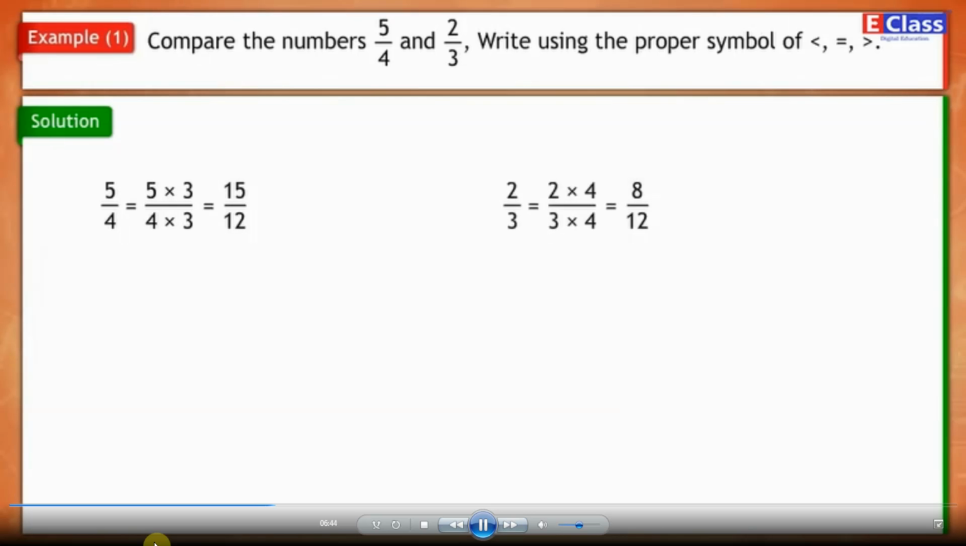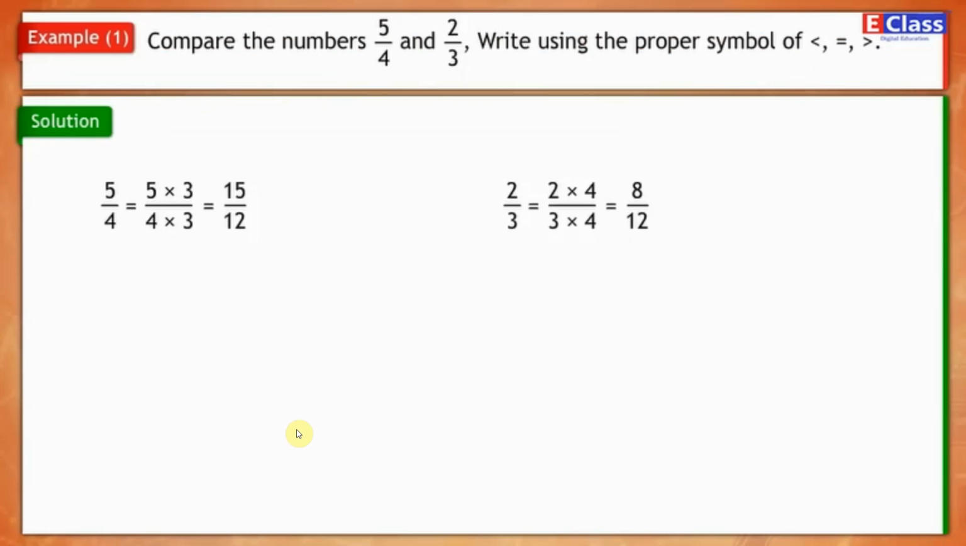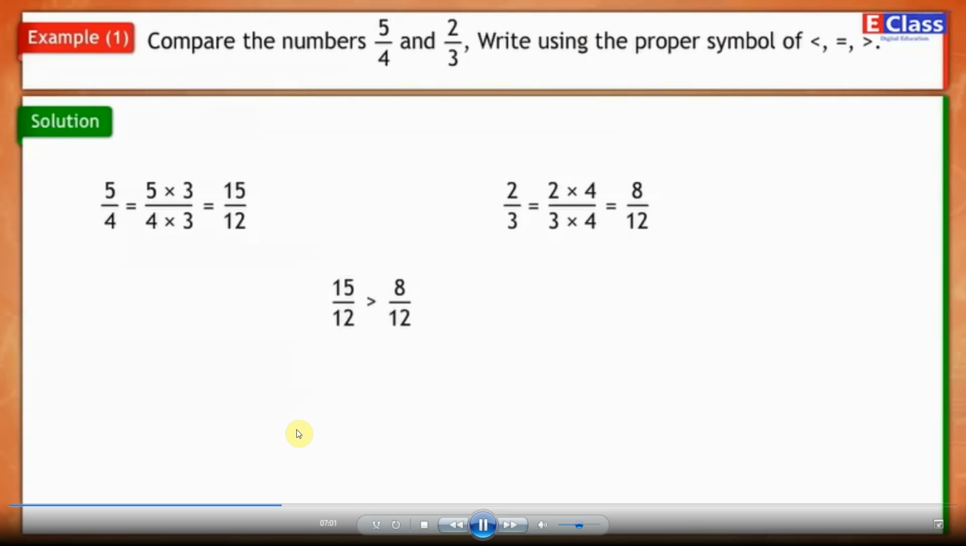Similarly, multiply the numerator and denominator by 4. Therefore, 2 by 3 is equal to 2 multiplied by 4 wholly divided by 3 multiplied by 4, which is equal to 8 by 12. 15 by 12 is greater than 8 by 12. Therefore, 5 by 4 is greater than 2 by 3.